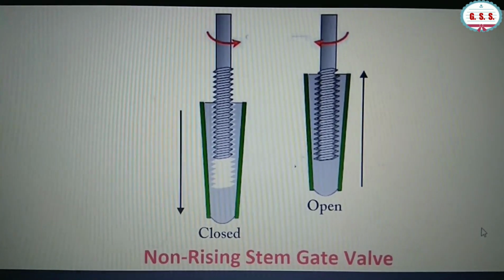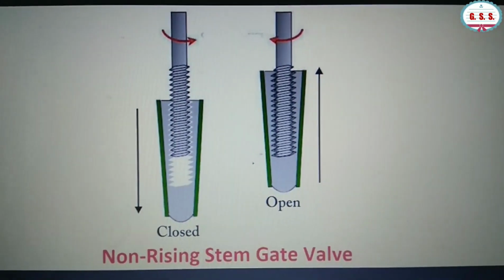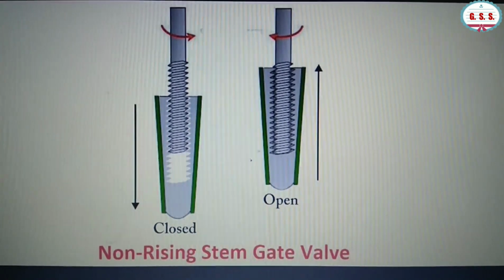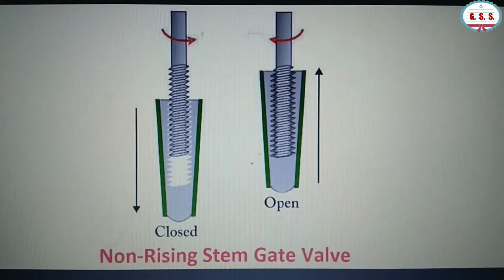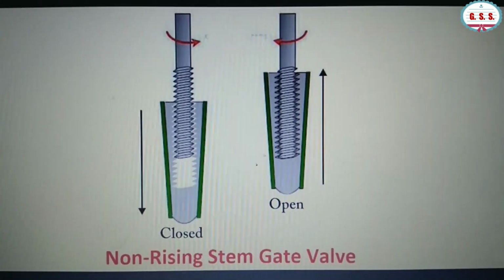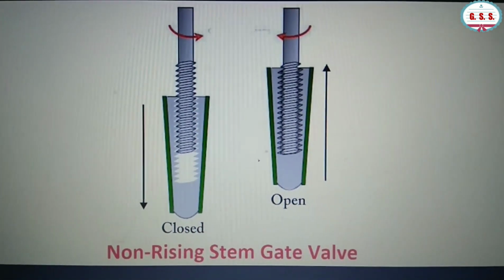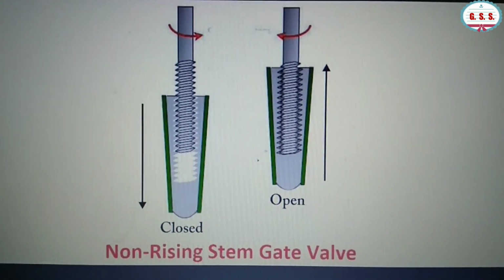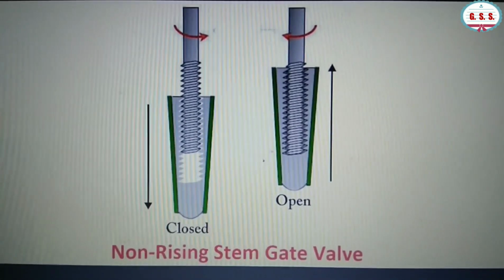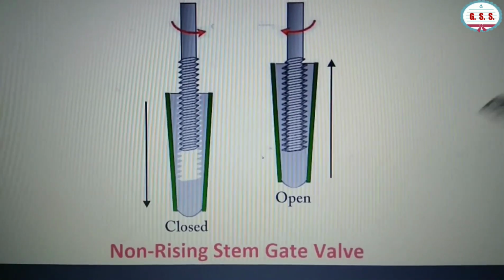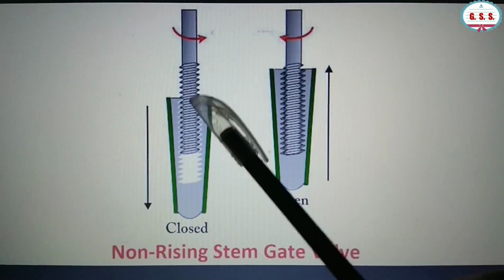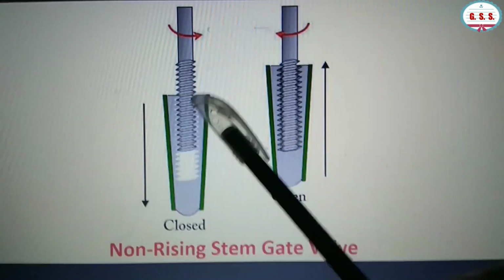or in closed condition. Now you can clearly see the mechanism of a non-rising stem gate valve. In case of non-rising stem gate valve, in closed condition and in open condition, stem does not come up. Stem remains in its same position at hand wheel. Only the difference is, in case of non-rising stem gate valve, this wedge is having female thread inside and this stem is having male thread outside.